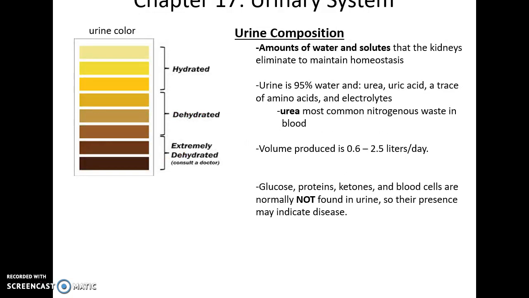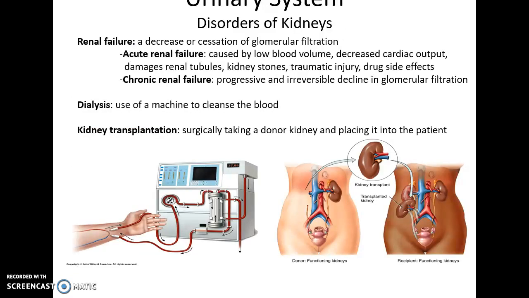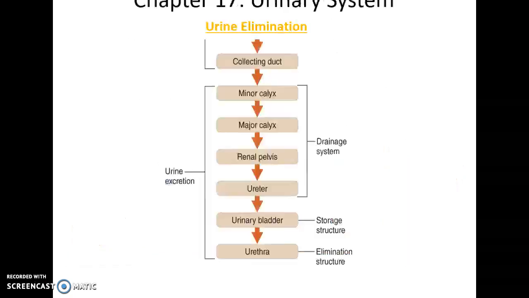Urine composition should ideally be a light color and mostly water with some uric acid and some trace electrolytes and amino acids. Other things, nutrients, proteins, etc., should not be found in urine. Disorders of the kidney include renal failure. If this is chronic, then someone may have to go on dialysis to get their blood cleansed regularly. And ideally, they'll eventually get a kidney transplant to get their own renewed functions in their body.